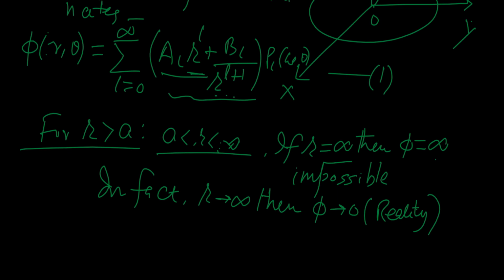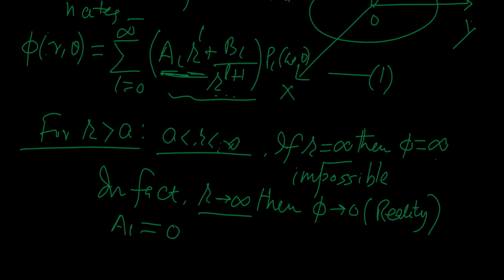So this is the real physical situation, and for this what do we get? We get that AL must be 0. That is, the first term should not be in the solution, and it will not be in the solution only when AL is 0. So for the fulfillment of this condition, we must have AL equal to 0. So we find AL should be equal to 0.